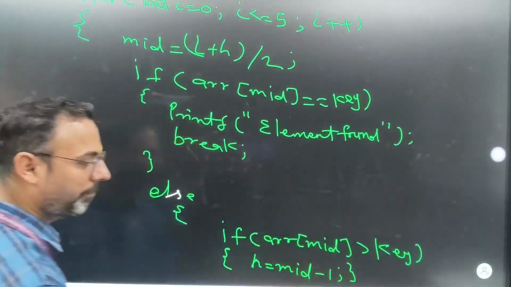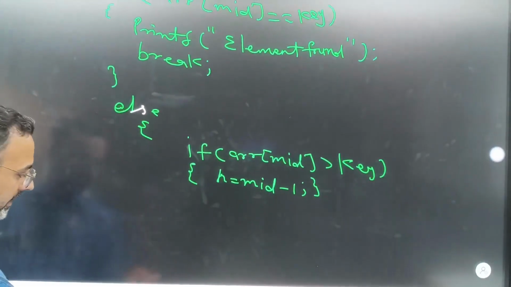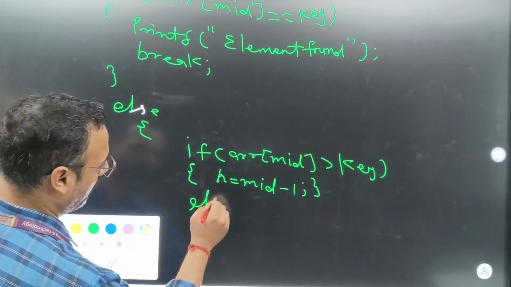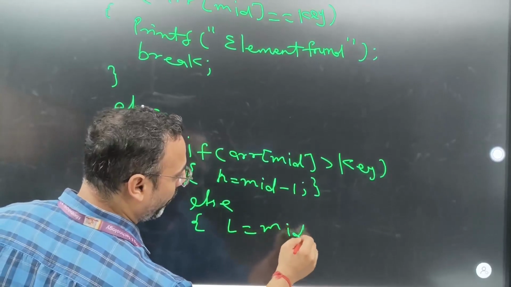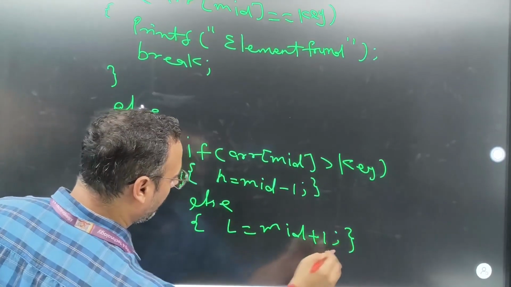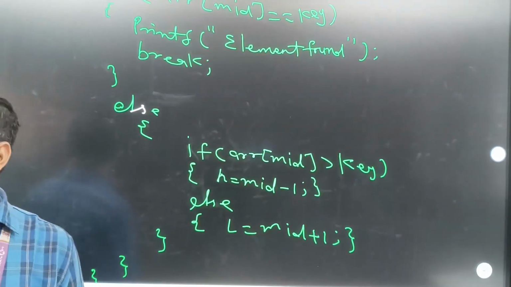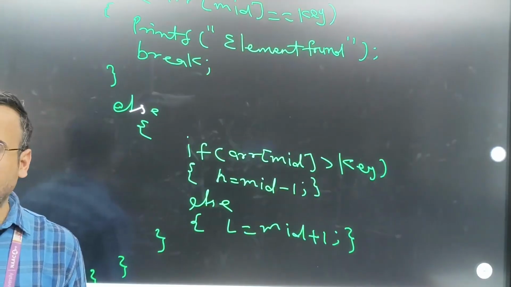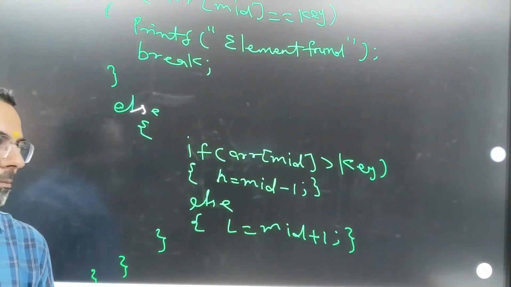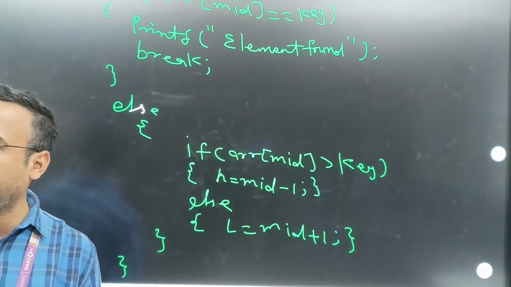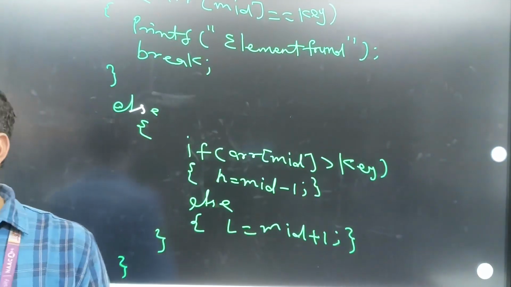And inside the else, in the else, low is equal to mid plus 1. That's it. This is the program. Any confusion, any doubt? So by this you can write the program. This is a very easy program. You can write the algorithm also. Okay. And this is a very easy program.